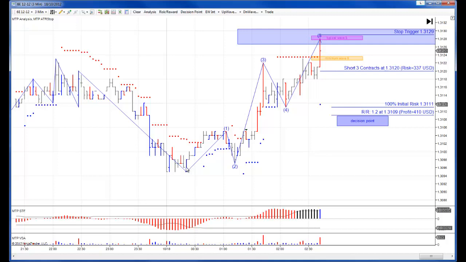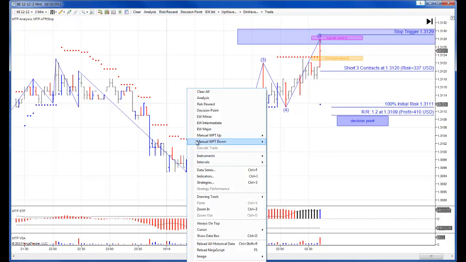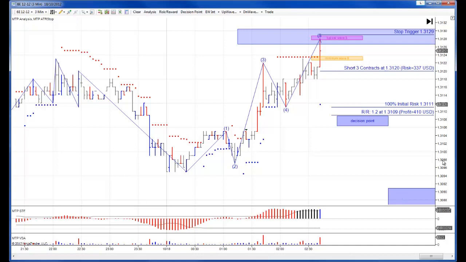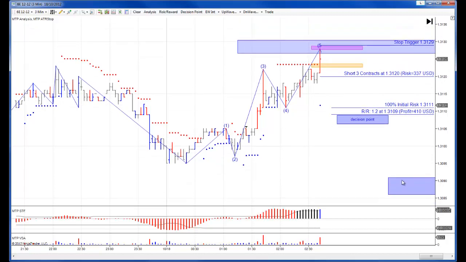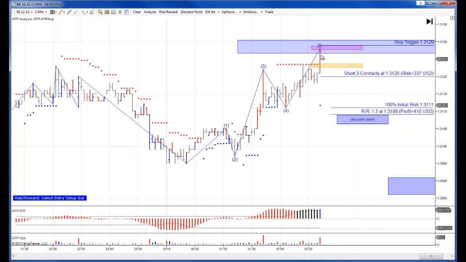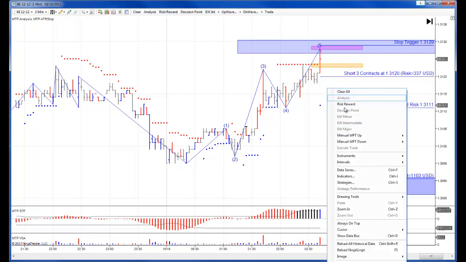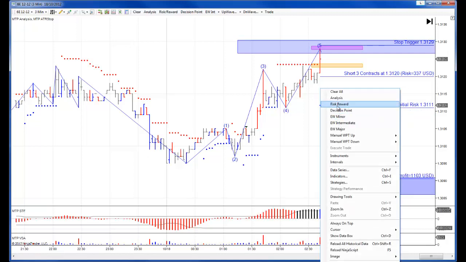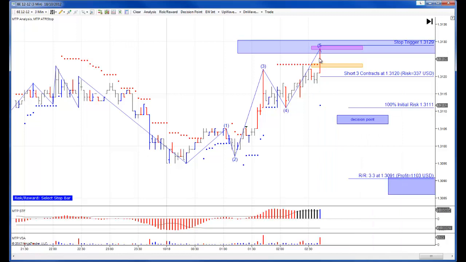So you go back to the start of the sequence, which is here. You put your decision point on, which is down here, and this should really be your first target for this trade. So let's put the risk reward on down at that level there. Whoops, went a little bit too far there. It's probably just slightly higher than that at 3.2R. So this would actually be your first target here, not this decision point level here.